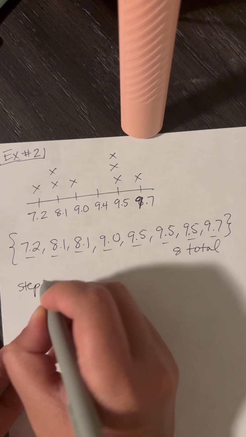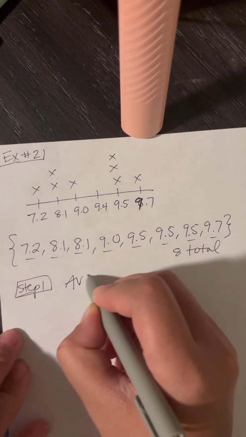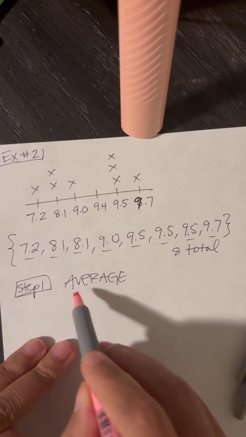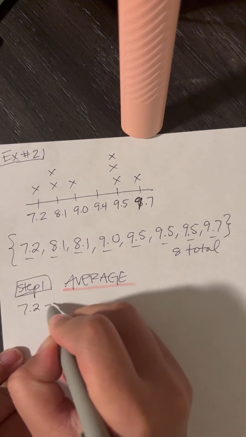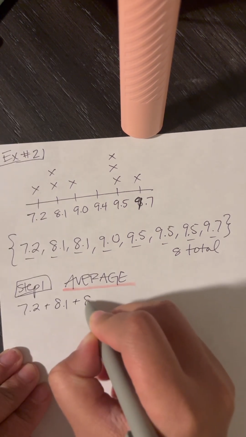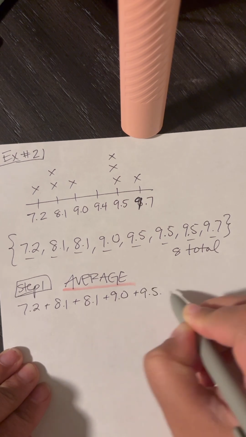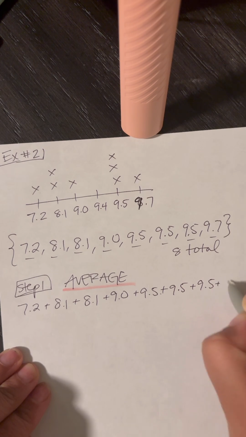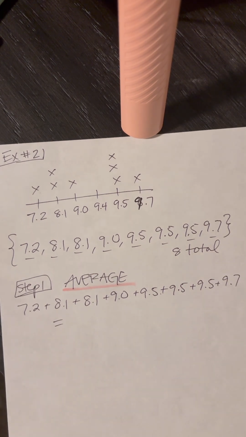Step 1. Take all the numbers in your set, add them up. You're going to find the average first. How do we find the average? 7.2 plus 8.1 plus 8.1 plus 9.0 plus 9.5 plus 9.5 plus 9.5 plus 9.7. Let me grab a calculator and do some math really quick.